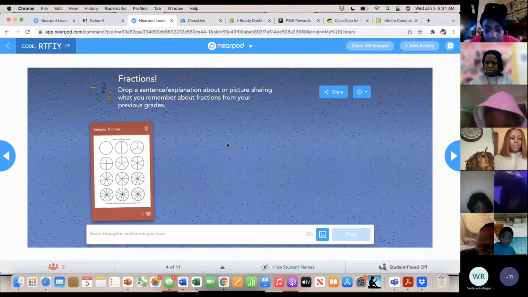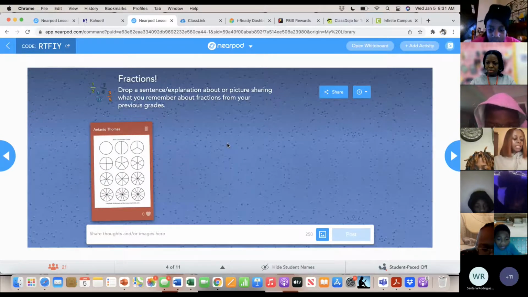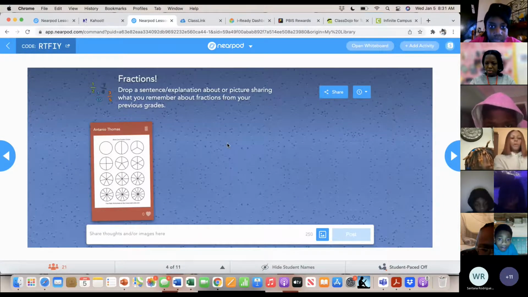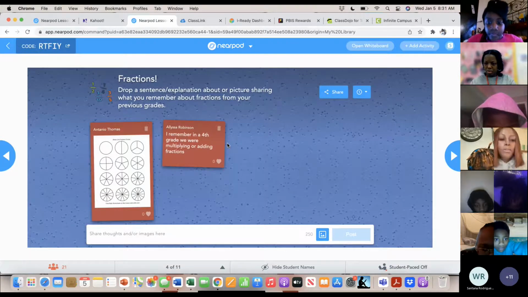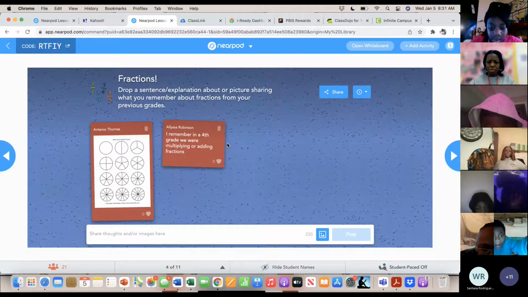Thank you. I got some pictures coming in. Let me see some sentences, some explanations. What do you remember? Multiple things. Anything. It could be vocabulary. It could be a skill. I remember we were multiplying or adding fractions in 4th grade.